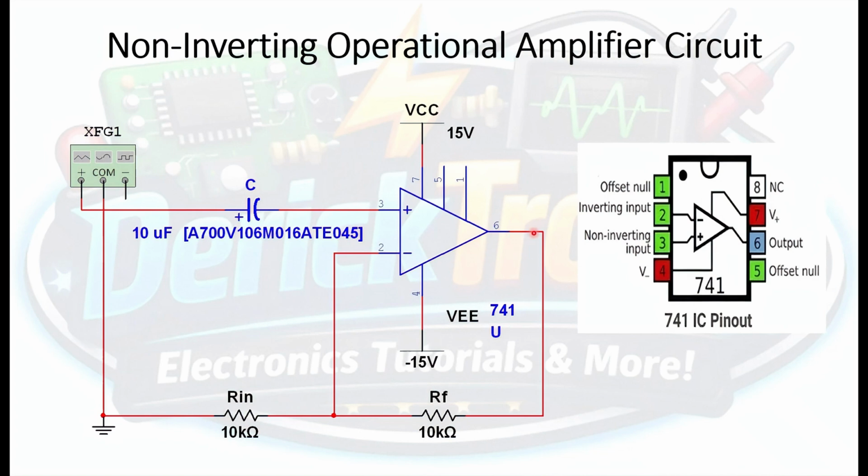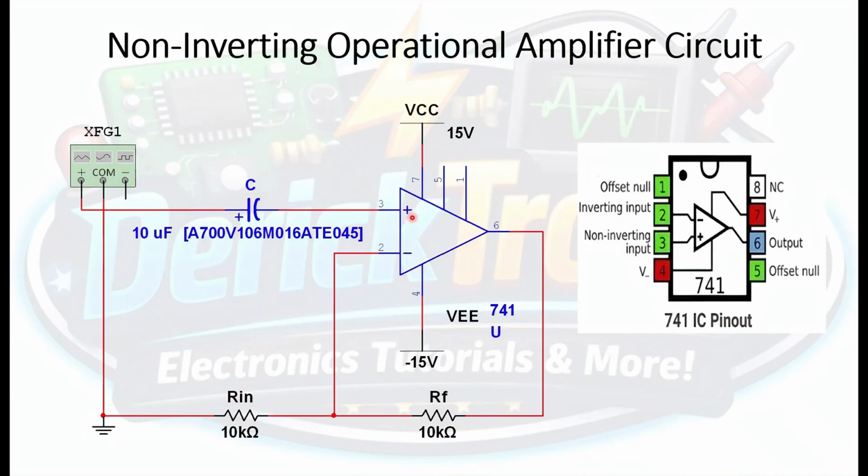Now, the output, which is pin 6, will be connected to the feedback resistor, RF. We will use this time around a 10 kilo ohm resistor for the feedback resistor. That feedback resistor is connected in series to our input resistor, which will also have the same value, 10 kilo ohms. And our input resistor will be connected to ground. Now, pin 2, which is the inverting input of the 741 IC, will be connected to the junction between the feedback resistor and the input resistor, as you can see right here.